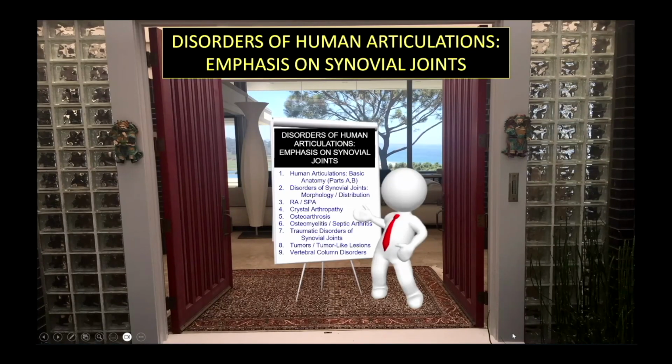And here are the topics that we'll be covering over a series of about a dozen lectures. You can see at the beginning, the two-part lecture. We'll give the first part today dealing with basic anatomy of human articulations. We're going to follow that with a discussion of certain disorders of synovial joints, emphasizing morphology and distribution. We'll then talk about specific types of articular diseases: rheumatoid, crystal, osteoarthrosis, infections, traumatic disorders of synovial joints. And we'll finish up the series of lectures by talking about tumors and tumor-like lesions that involve joints or nearby bone, and end with a discussion of articular diseases of the vertebral column.